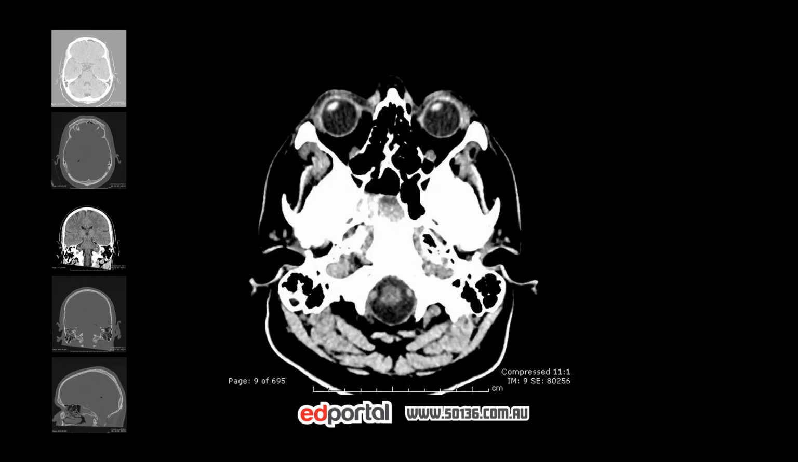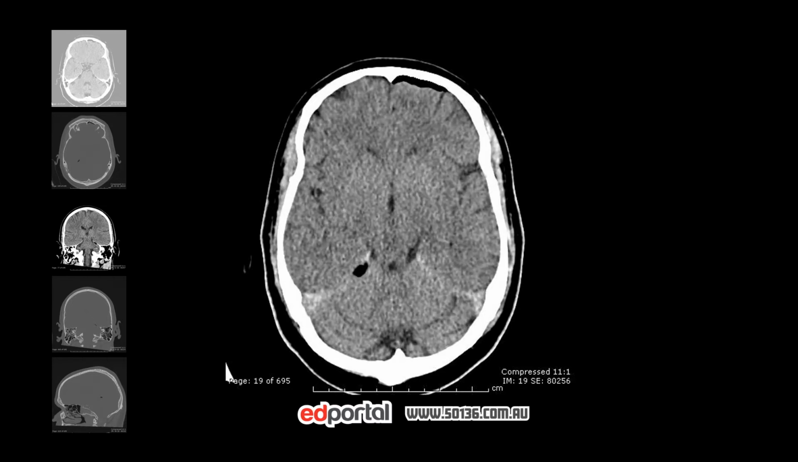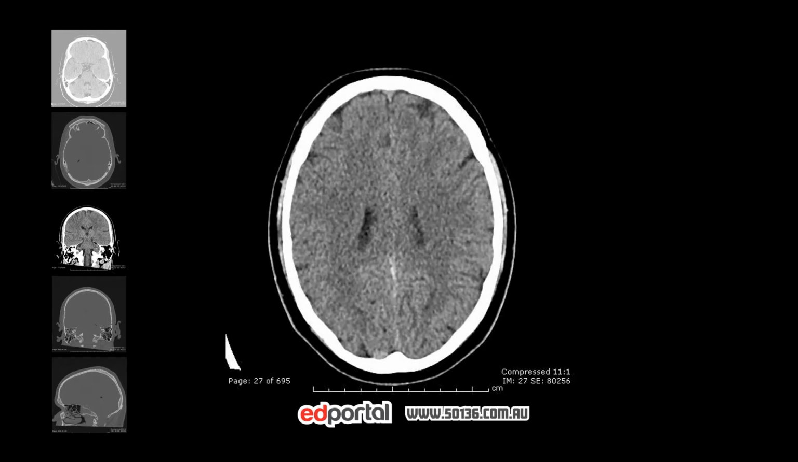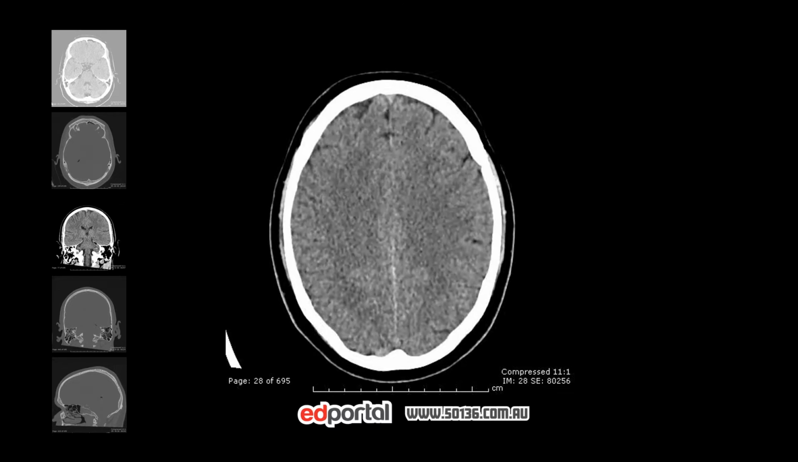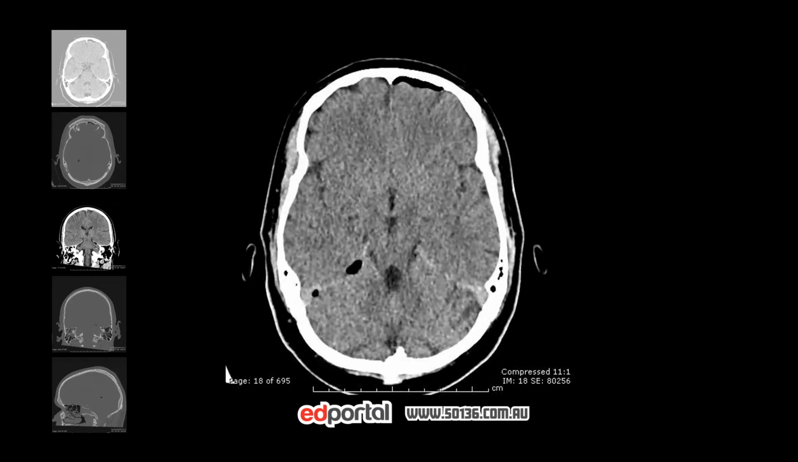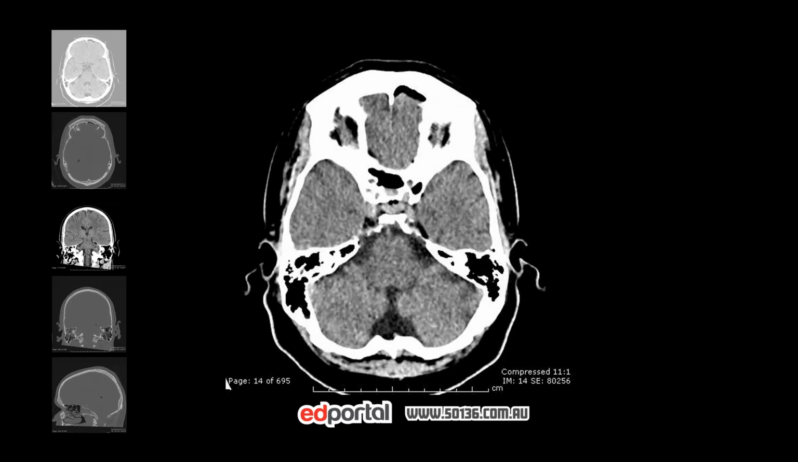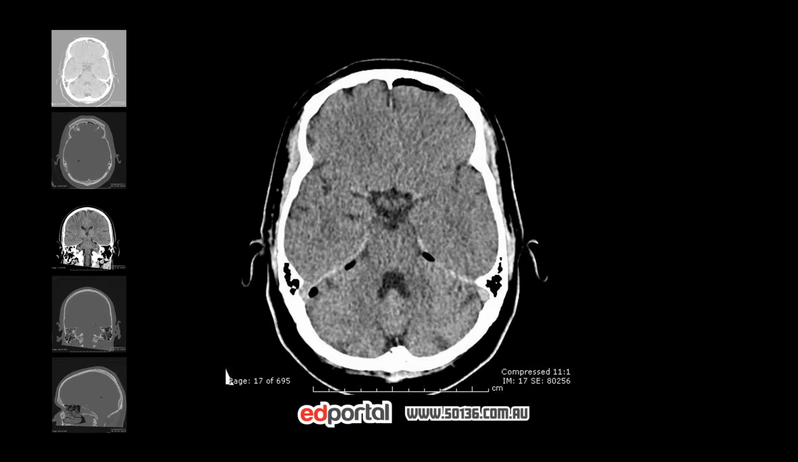Let's start by scanning through his axial images and just having a quick look through, looking for any striking abnormalities or gross pathology. And you can see that there's really nothing eye-catching. There are no big bleeds, there are no hyperdense lesions at all. We'll go back to the start and start having a little look through a little bit more slowly.